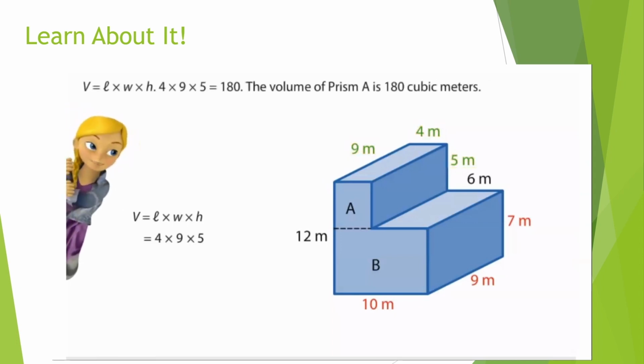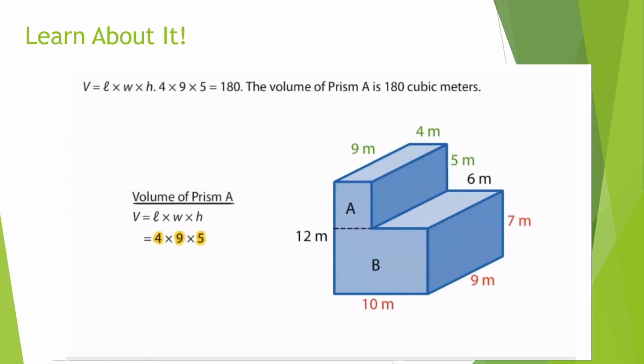Volume equals length times width times height. 4 times 9 times 5 equals 180. The volume of prism A is 180 cubic meters.